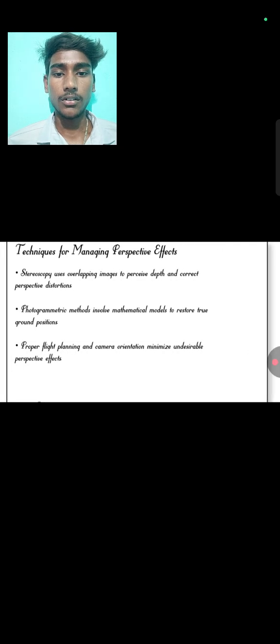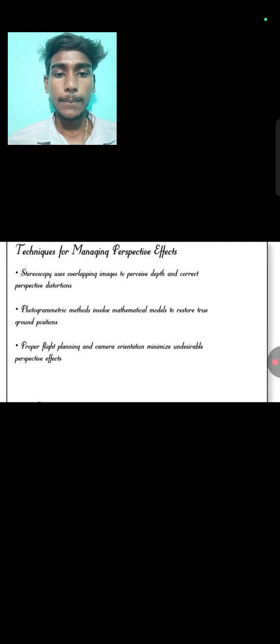Applications of perspective in aerial photogrammetry. Perspective principles are used to derive topographic maps and 3D models from aerial images. They assist in urban planning, environmental monitoring, and disaster management. Accurate perspective understanding enhances the reliability of spatial data extracted from aerial photographs.